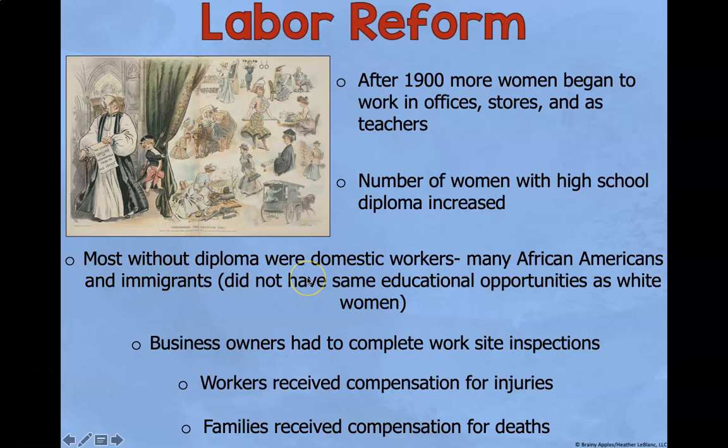Most of these people without a diploma were domestic workers, many African Americans and immigrants. They did not have the same education opportunities as white women.